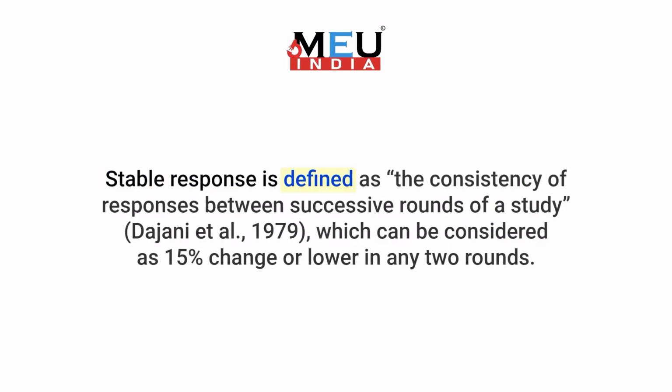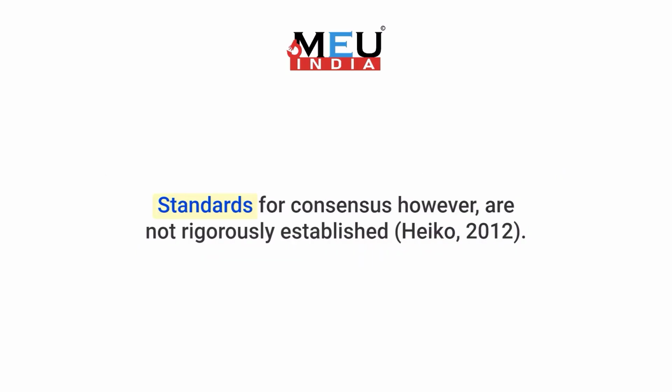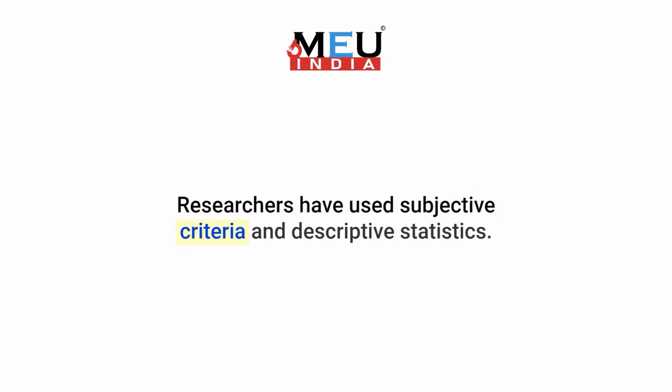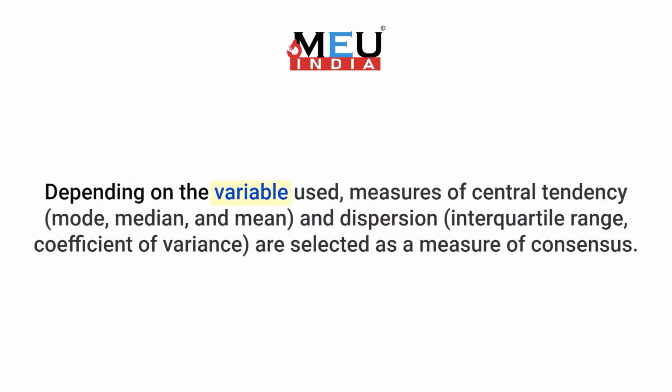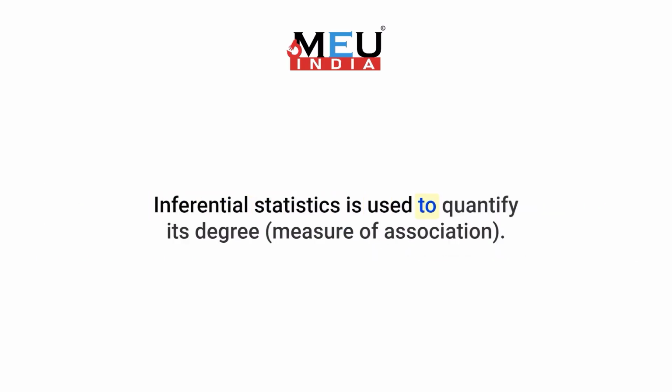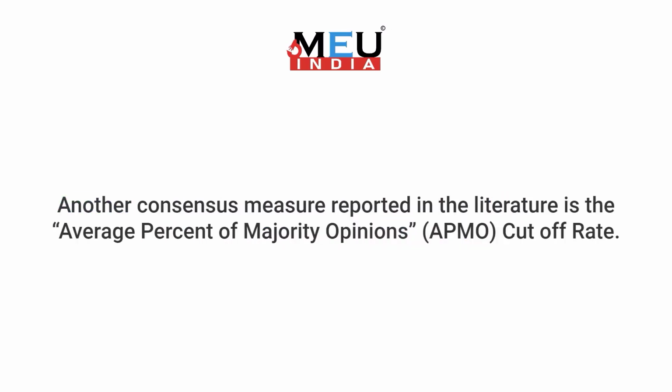Stable response is defined as the consistency of responses between successive rounds of a study, which can be considered as a 15% change or lower in any 2 rounds. Standards for consensus, however, are not rigorously established. Researchers have used subjective criteria and descriptive statistics. Depending on the variable used, measures of central tendency and dispersion are selected as a measure of consensus. Inferential statistics is used to quantify its degree. Another consensus measure reported in the literature is the average percent of majority opinions cutoff rate.